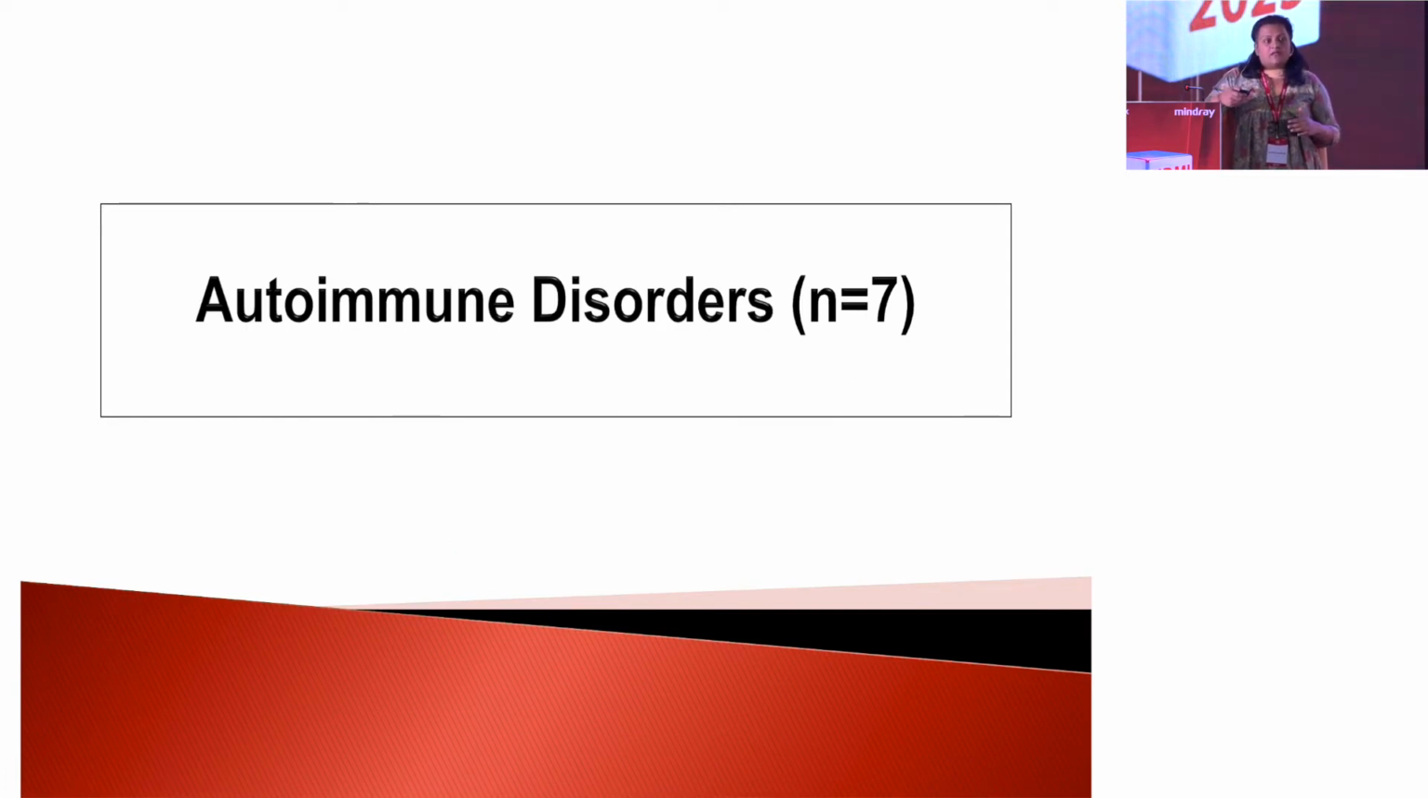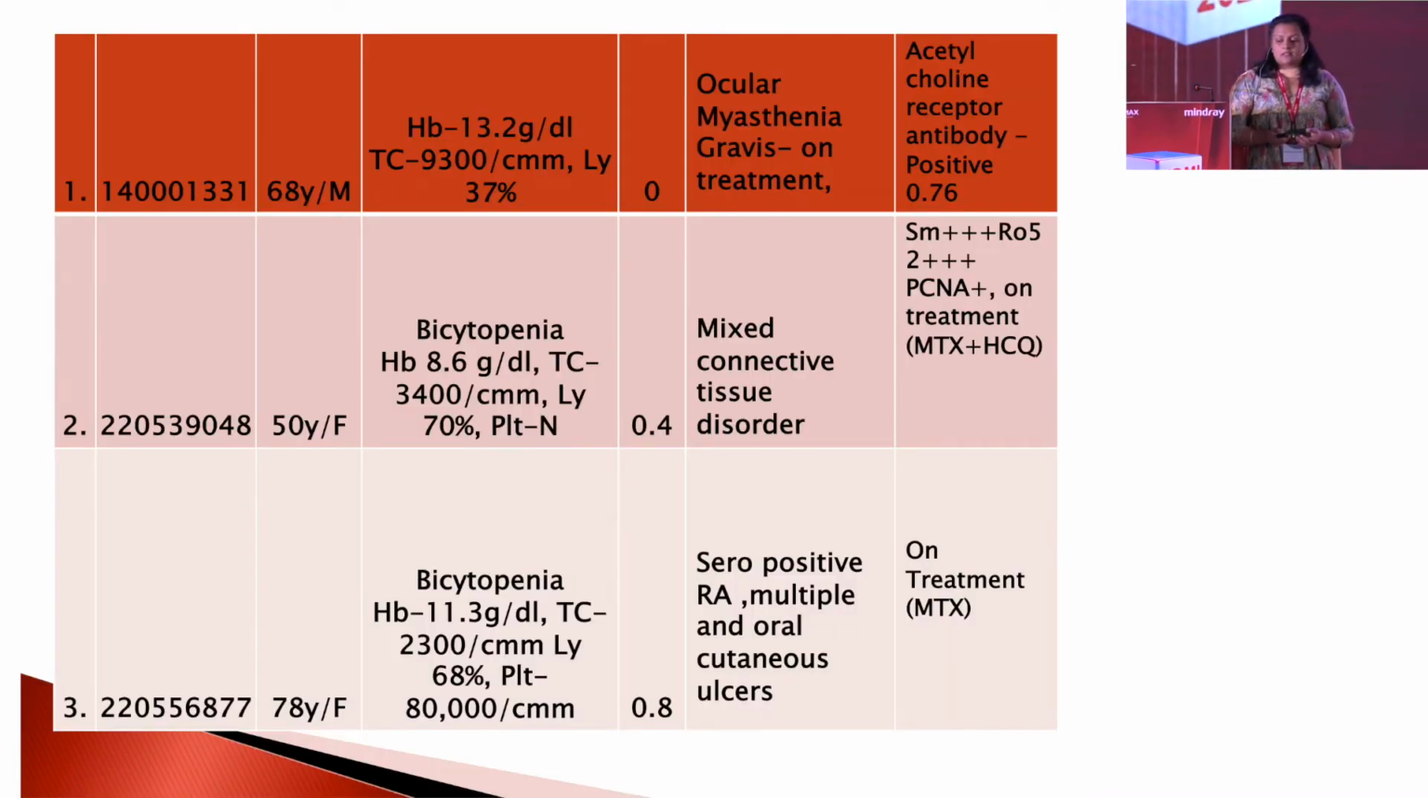The next group where we were getting fever, thrombocytopenia with reactive lymphocytes was the autoimmune disorders group. And this is just a tabulated profile of these patients. 3 of them were diagnosed cases and they were on treatment, and they presented with either bicytopenia or thrombocytopenia, and the HFC values ranged from 0 to 0.8, not that high.